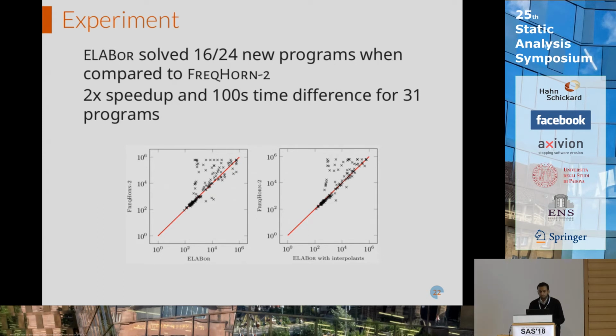In the experiment, we saw that of 24 programs which FreeCon was not able to solve, we were able to solve around 16 programs, 12 of them because of behaviors and 4 because of implications. We also saw a 2 times speedup and around a 100-second time difference for around 31 programs. This gives a scatter plot, with the y-axis being the time taken by FreeCon in seconds and the x-axis being the time taken by Algebraic, that is our tool. For the points above the y equals x line, FreeCon2 has taken more time. So one can see here that FreeCon2 has taken more time when compared to our tool.